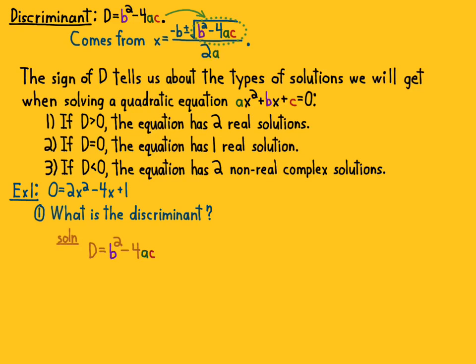So what is b? That's a negative 4, but you're squaring it, so it's just 16, right? I actually wrote out all the numbers. 1 is c, 2 is a, negative 4 is b. They're in alphabetical order, not that hard, right? So that's 16 minus 8, which is 8. So the discriminant is 8.